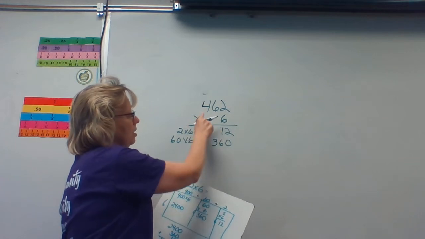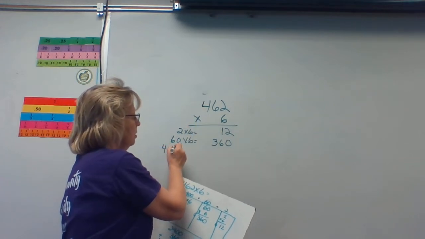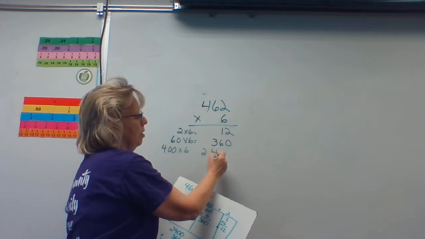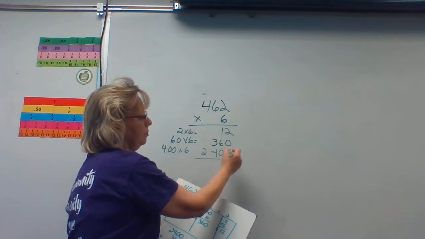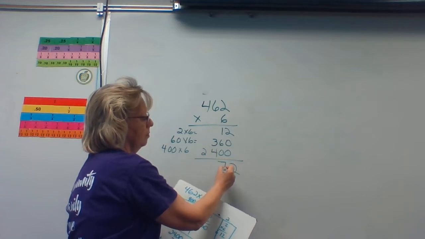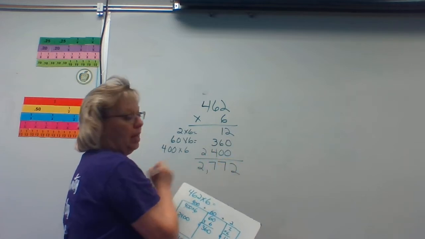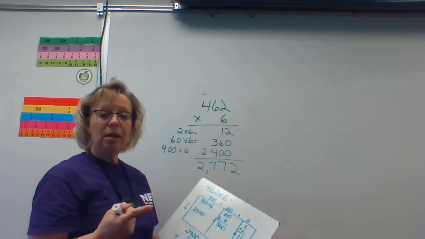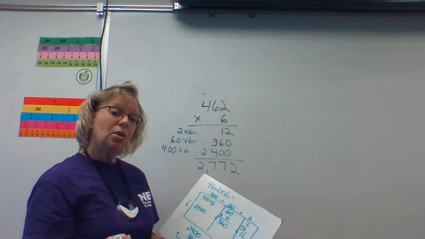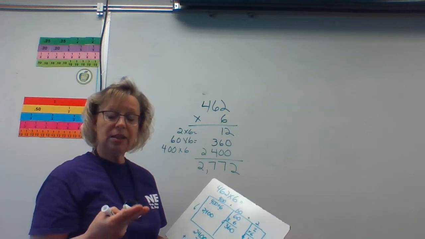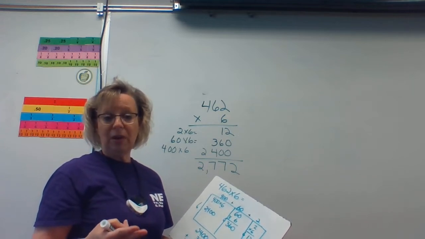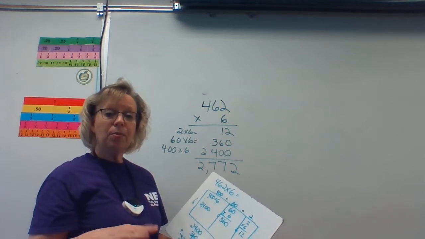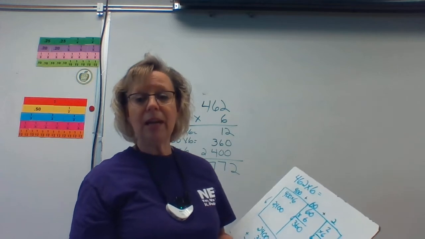And then I am going to multiply 400 times 6 for 2,400. Add that up, 2,772. So area model and numbers only can be our two strategies for solving 2 by 1 and 3 by 1 multiplication problems. So that's what the rest of your week is going to look like.